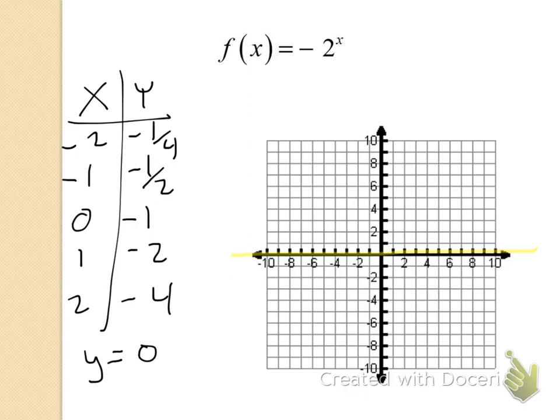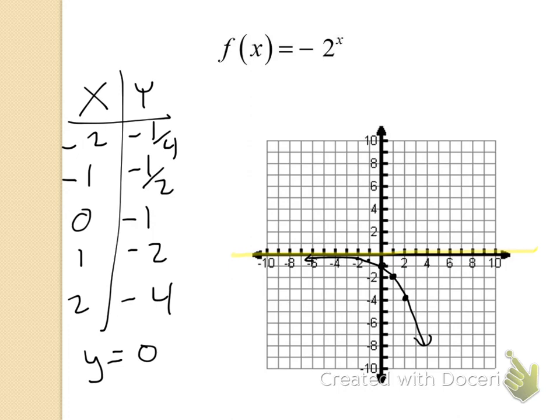So as I look at the graph, I'll start with 0, comma, negative 1, sorry. 0, comma, negative 1. How about 1, comma, negative 2, 2, comma, negative 4, negative 1, comma, negative 1/2. So we're getting closer and closer to our horizontal asymptote, just like that. We're good on this?